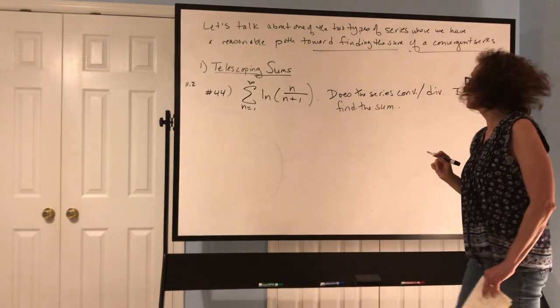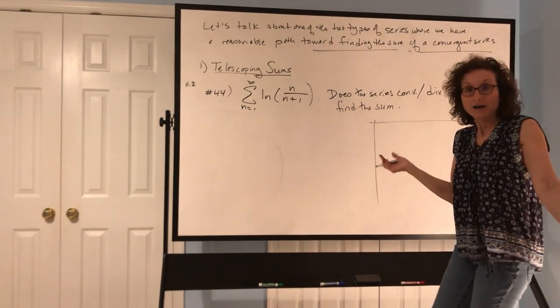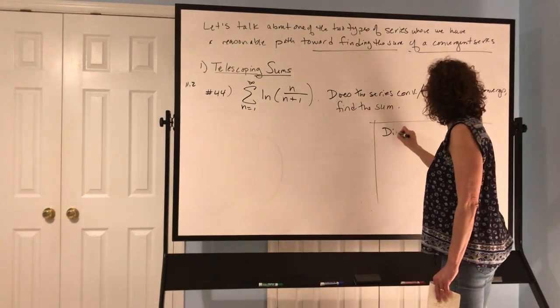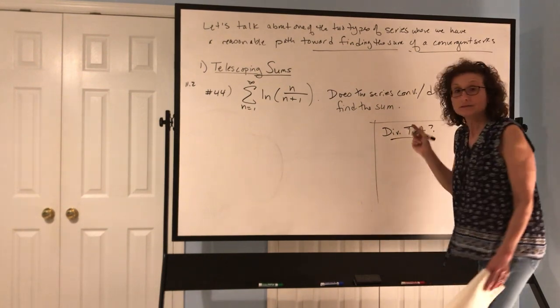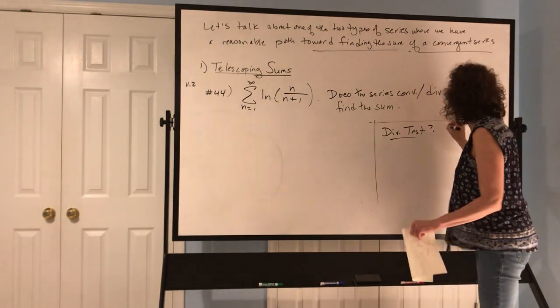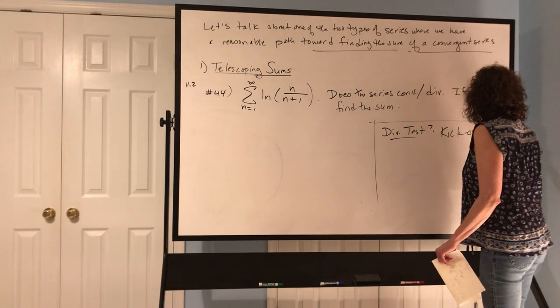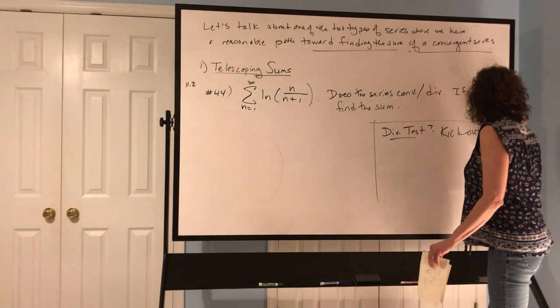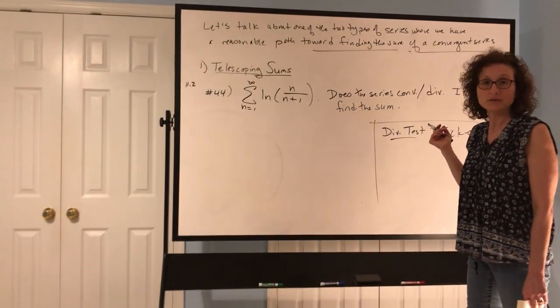Right? That's the question. Okay, so what are we going to try first? Divergence test, right? The divergence test is a kick out test. That's all it can do. Will it work? Will we be able to kick this guy out and say, nope, no chance, it diverges?